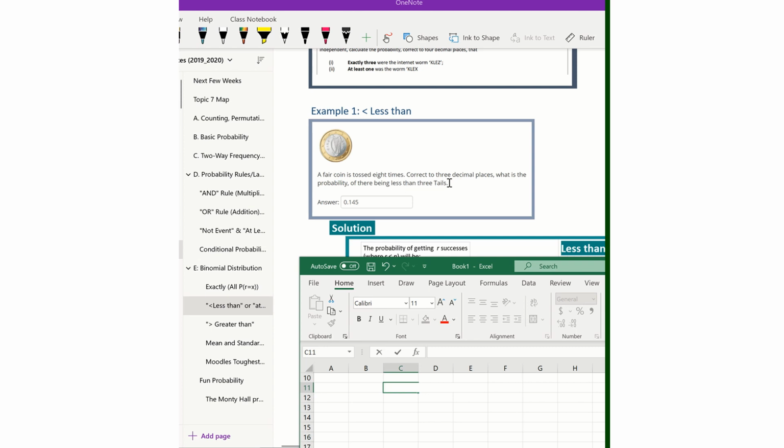So less than 3, our range will be 0 to 2. We do not include 3 in that. So let's have a go at typing this in. It's equal to binomial.distribution.range. We said that the number of trials is 8. The probability of success, because it's a coin, is 1 over 2. And the range on this particular one is 0 to 2, not 3, because it's less than 3. We close the brackets and enter. And again, we want this to 3 decimal places. And that's why the answer is 0.145 in Moodle.